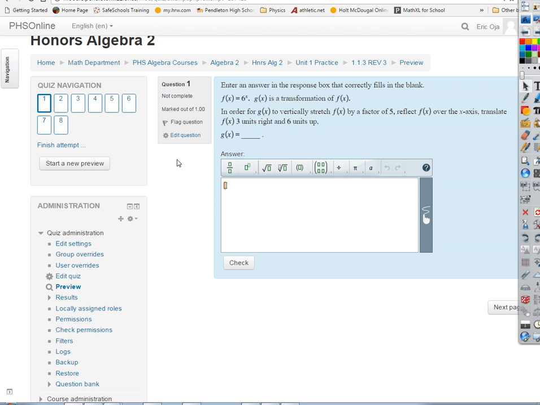So here we go. We've got this time a specific function for f of x. f of x equals 6 to the x, and we want to create g of x, which is a transformation of that parent function. Looks like we want to do 4 things here. We want to vertically stretch by a factor of 5. We want to reflect over the x-axis. We want to translate 3 units right and 6 units up.